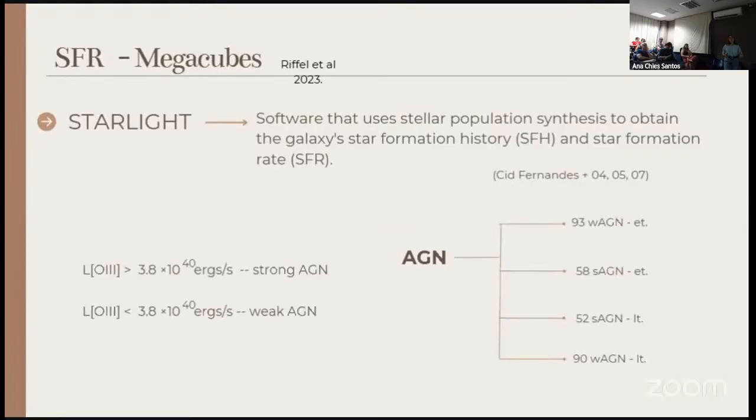We subdivide the AGN sample into 4 bins according to the [O III] luminosity. AGNs that have 3.8 times 10 to the 40 ergs per second or more are classified as strong AGN, and the others are weak AGN. We also classify them as early type and late type. So we have 4 bins: strong AGN early type, weak AGN early type, strong AGN late type, and weak AGN late type.